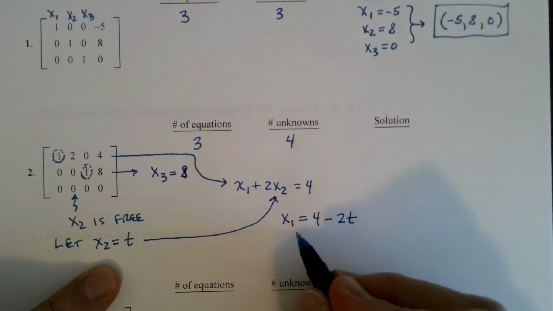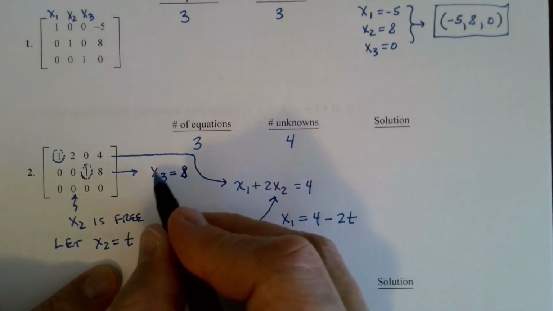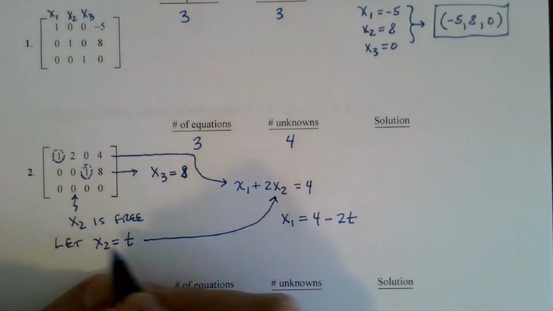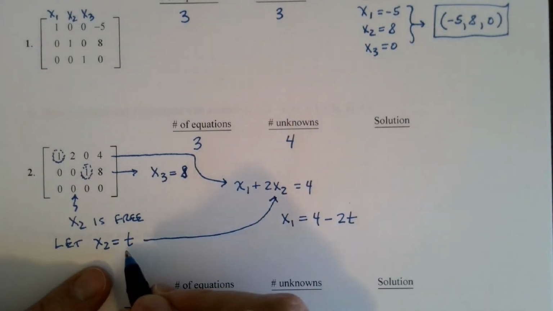All right, solving for x of 1. So x of 1 is a fixed variable, x of 3 is a fixed variable. We can solve for that. X of 2 is a free variable, it's assigned a parameter.